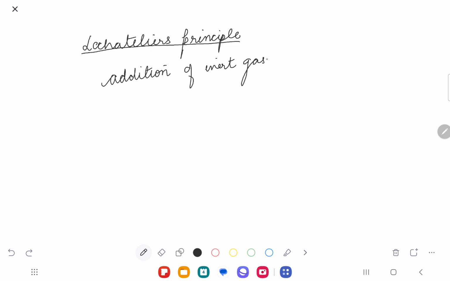Addition of inert gas. Yes or no? And how was that exactly? So addition of inert gas, isn't it? And what would it exactly mean? I had given you the two options. One was when you add inert gas at constant pressure. And one was when you add inert gas at constant volume.